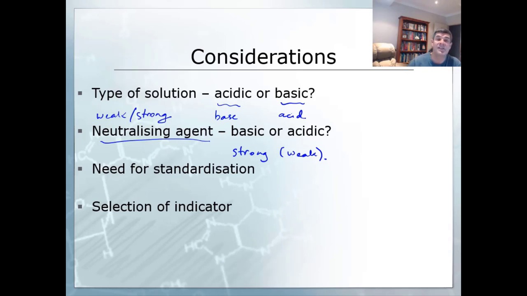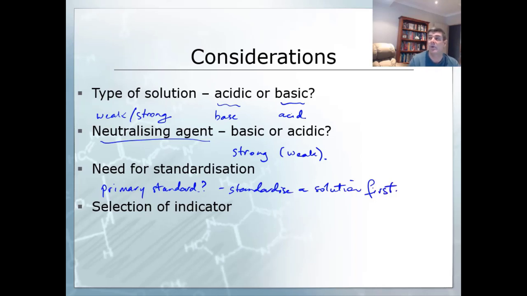Another important consideration is the need for standardization. So are you going to be able to use a primary standard for your neutralization, or are you going to have to standardize a solution first? So if, for example, we were looking at wine and we wanted to determine the acidic content of wine, we know that the wine is going to contain weak acids. So therefore, we're going to want to titrate with a strong base. Now, the most obvious strong base for us to use would be sodium hydroxide, but sodium hydroxide is not a primary standard. So therefore, we'd have to have another step in the process which standardized the concentration of the sodium hydroxide, and then we could use that to work out what the concentration of acids are in the wine.